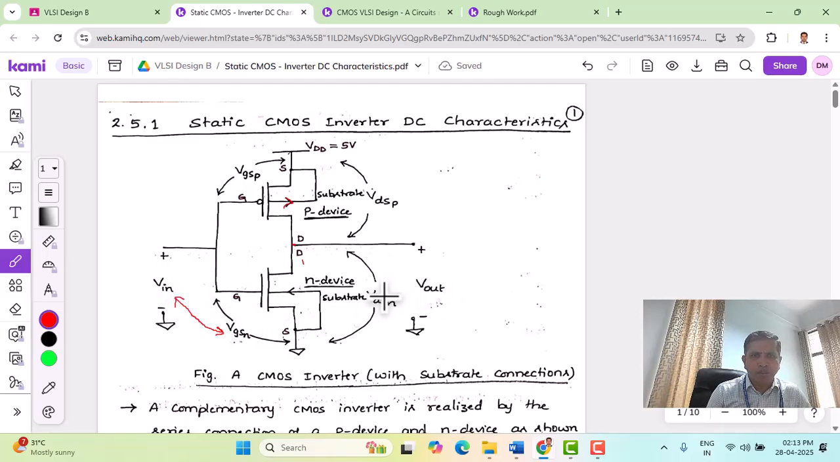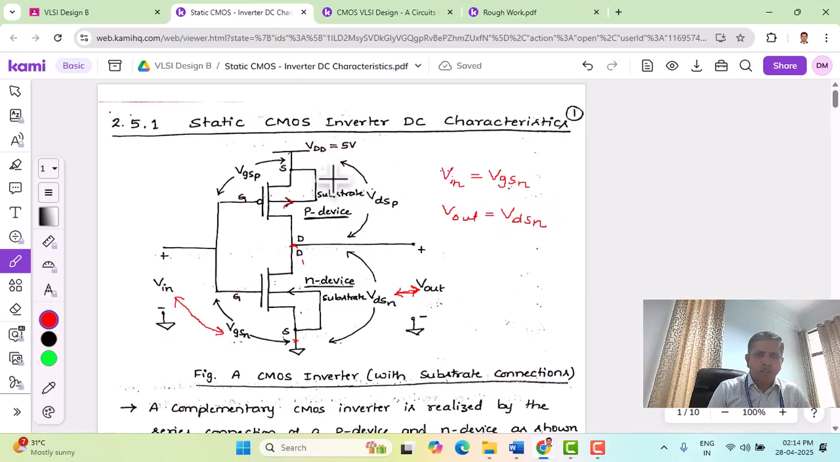Similarly, VDSN, the drain to source voltage of NMOS, that's the voltage measured between the drain and source of NMOS, is equal to Vout here. So both are equal to each other. So let me write it here. At the input side, we have Vin, which is equal to VGSN, whereas Vout equals VDSN.